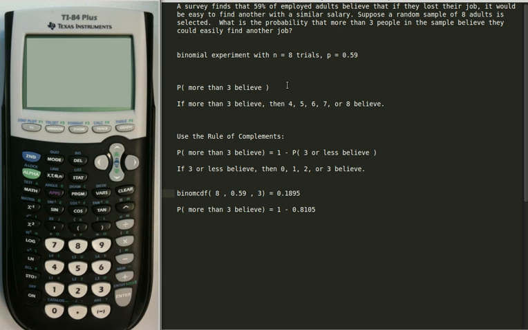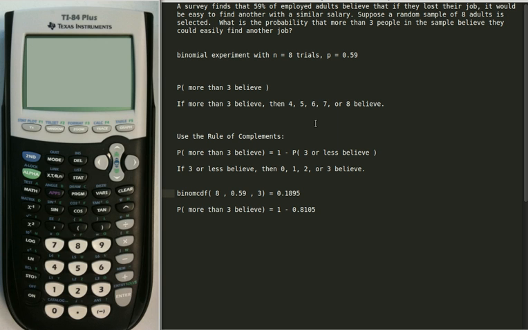So sometimes with these problems, especially if we're going to use the calculator, we're going to have to rephrase the probabilities because of the way that the calculator works. Sometimes it's easier to stop and take a second and think about what it would mean for more than 3 to believe. More than 3 would mean either 4, 5, 6, 7, or 8 believed. We have 8 trials, so that's what we're calculating: the probability that 4, 5, 6, 7, or 8 people believe.